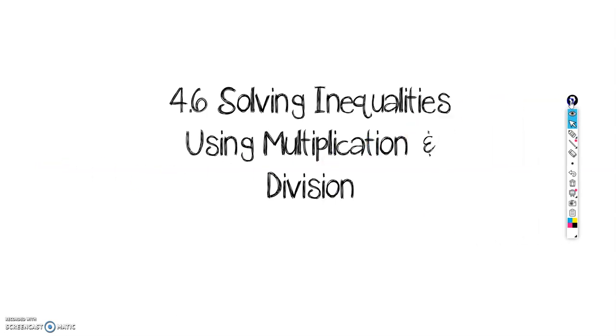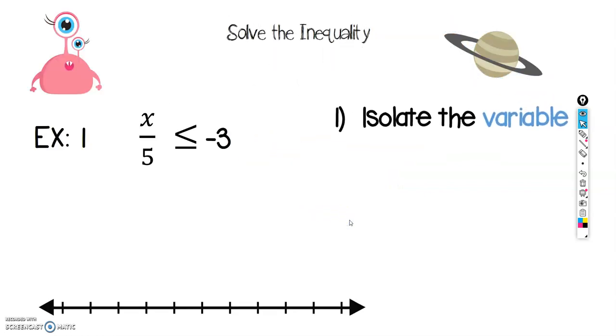Lesson 4.6, we're going to be solving inequalities using multiplication and division. We're already very good at doing this with addition and subtraction, but there's some new stuff that we're going to be learning. So hold tight. In our notes, when we solve an inequality, it's just the same steps as when we're solving an equation. We're going to isolate the variable, and in this case, my variable is x. I want to get x all alone so that I can solve for that.